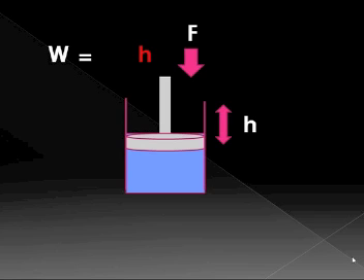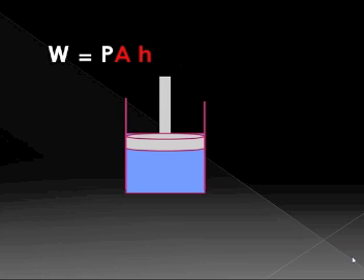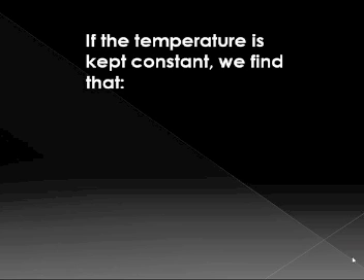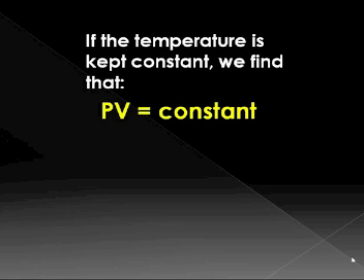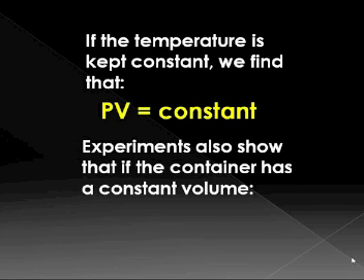But look at A times h. A times h, the area times that height, is the, can you finish the sentence? The area times that height is the volume. The work done is pressure times the volume. Now, it turns out that if the pressure is kept constant, that PV equals a constant. You can do experiments and you can confirm that.